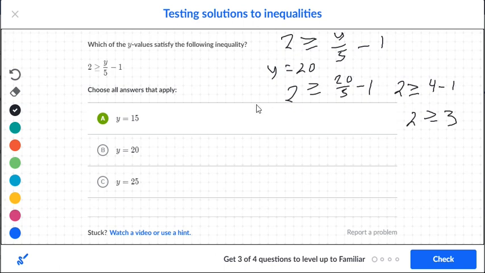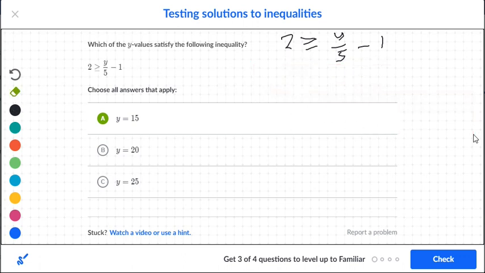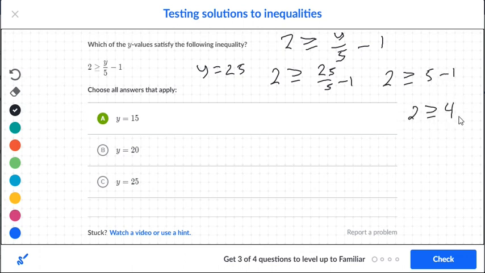And really, if we try 25, that's going to be false as well, because if 20 doesn't work, then 25, which is bigger than 20, is not going to work either. But let's go ahead and try it anyway, just to show you. This time y is equal to 25. 25 over 5 is 5, minus 1 is 4. So now we're saying 2 is better than 4. That's not true.